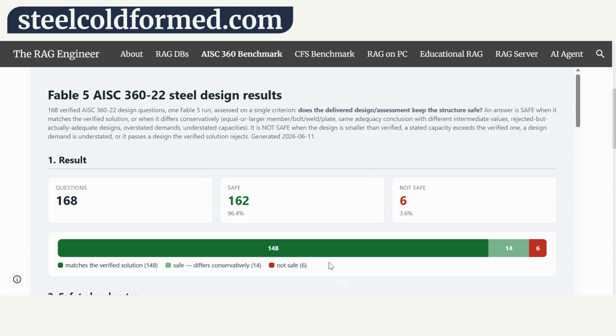The designs that were matching the solution or were marked as different but safe were aggregated into the safe designs category. The key result for Fable 5 is a safe rate of 96%, including, for the 168 designs, 148 matching designs, 14 designs with some differences but conservative, and 6 designs different and not safe.